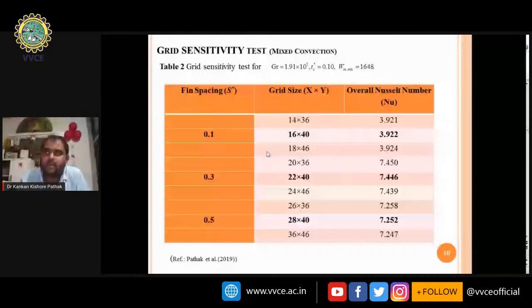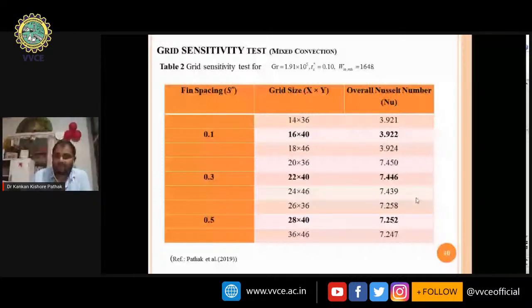All the numerical results actually require a grid sensitivity test. That's why we have different fin spacings. We are considering 0.1, 0.3, 0.5, and three different sets of grids have been tested. They are like 14 by 36, 16 by 40, 18 by 46 for 0.1, and likewise we get the overall Nusselt numbers. Then we noticed that irrespective of the grid sizes, the values vary very nominally, and that's why we are choosing 16 by 44 for 0.1 fin spacing, 20 by 44 for 0.3, and 28 by 44 for 0.5.